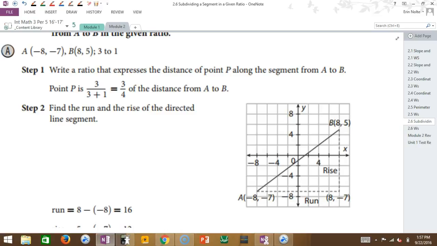Okay, so if I do a 3-to-1 ratio, how many sections would I have to cut this into? 3-to-1, 4 sections. Okay, so if I cut this into 4 equal sections, my point would probably land somewhere around here. Okay, so I'm going to show you how to find that exact spot. This is going to be by using algebra.